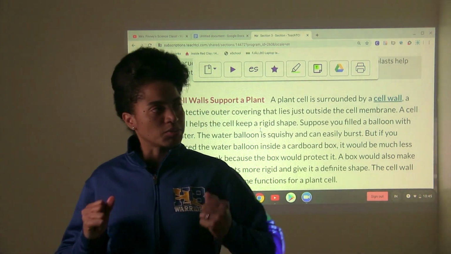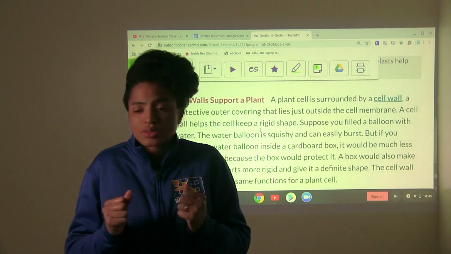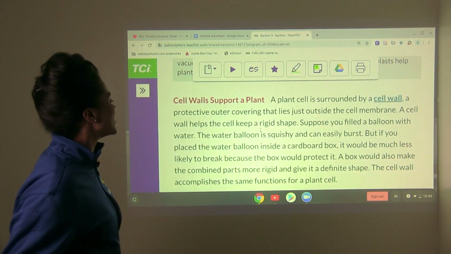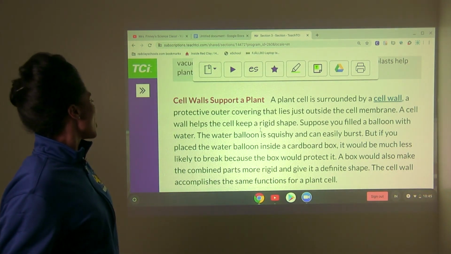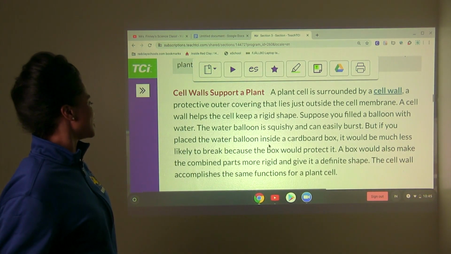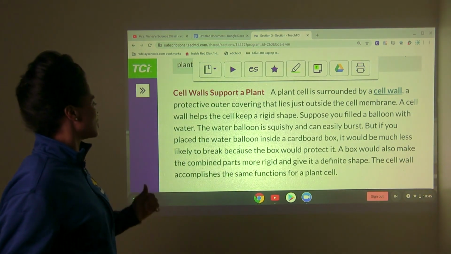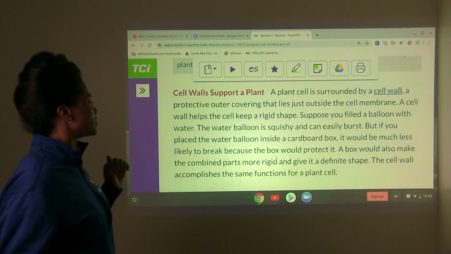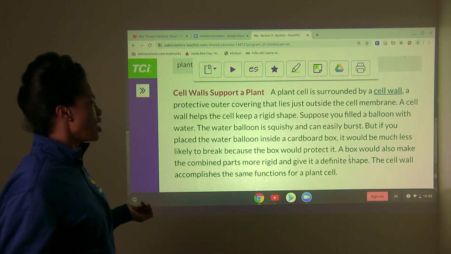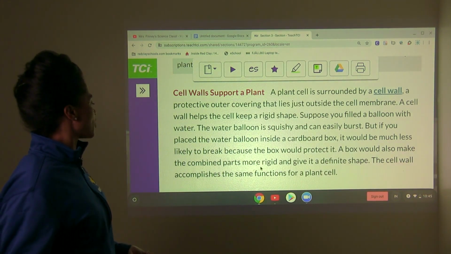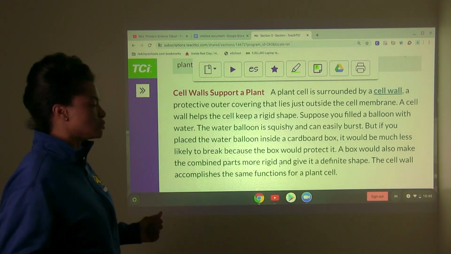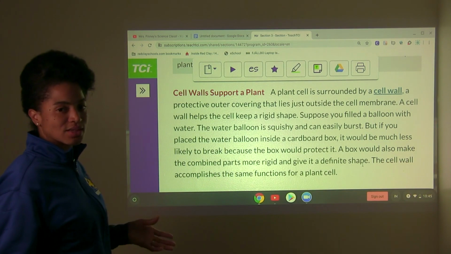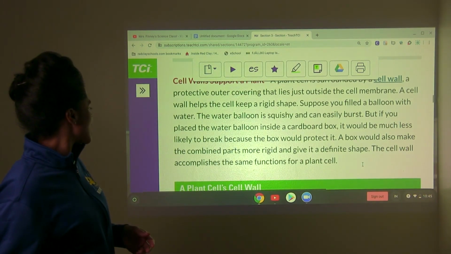I'm going to keep this plant cell nice and strong, so we have to put a cell wall around it. Okay, moving on. Suppose you fill a balloon with water. The water balloon is squishy and can easily burst. But if you place the water balloon inside a cardboard box, it would be much less likely to break because the box would protect it. A box would also make the combined parts more rigid and give it a definite shape. The cell wall accomplishes the same functions for a plant cell. All right? So we have the cell wall for support.